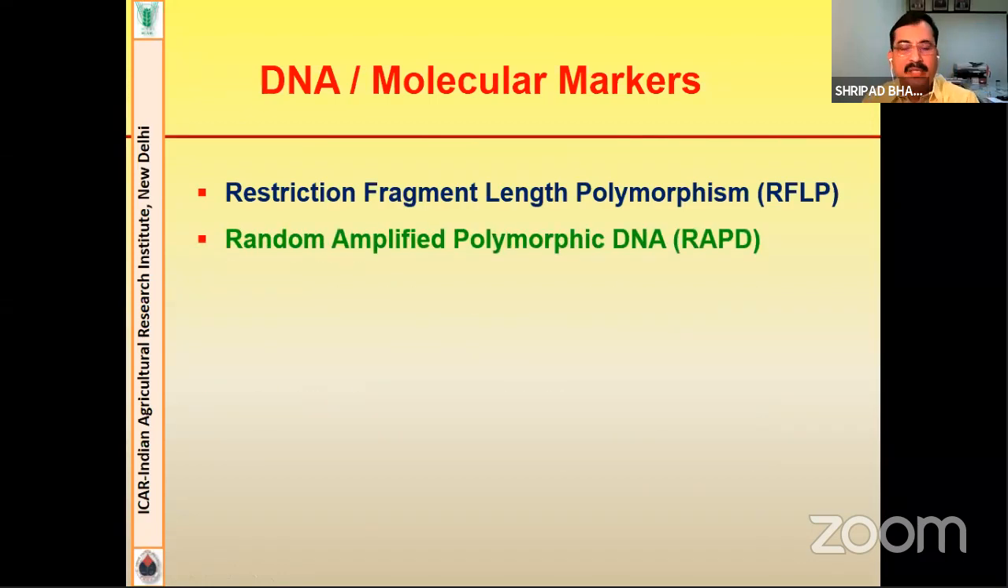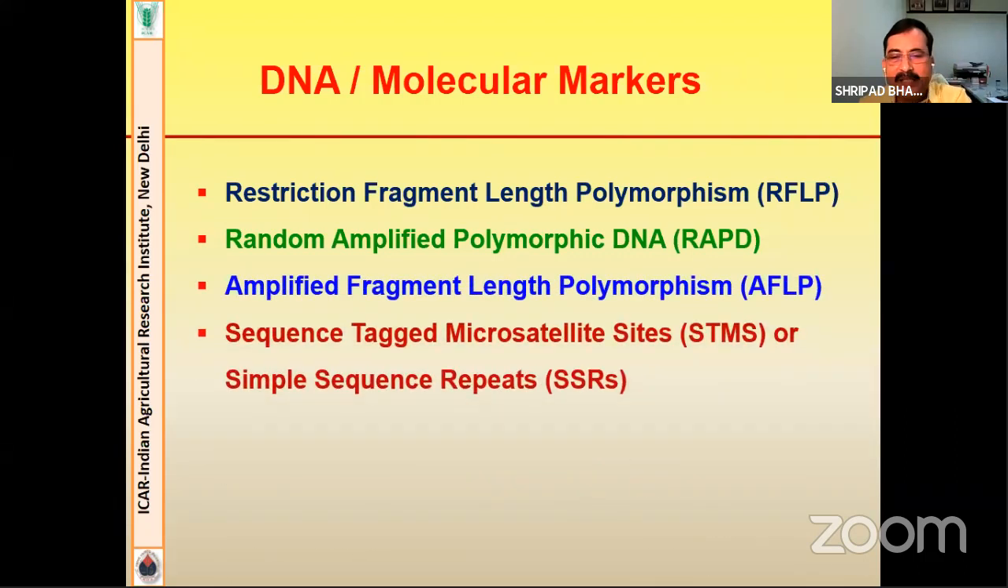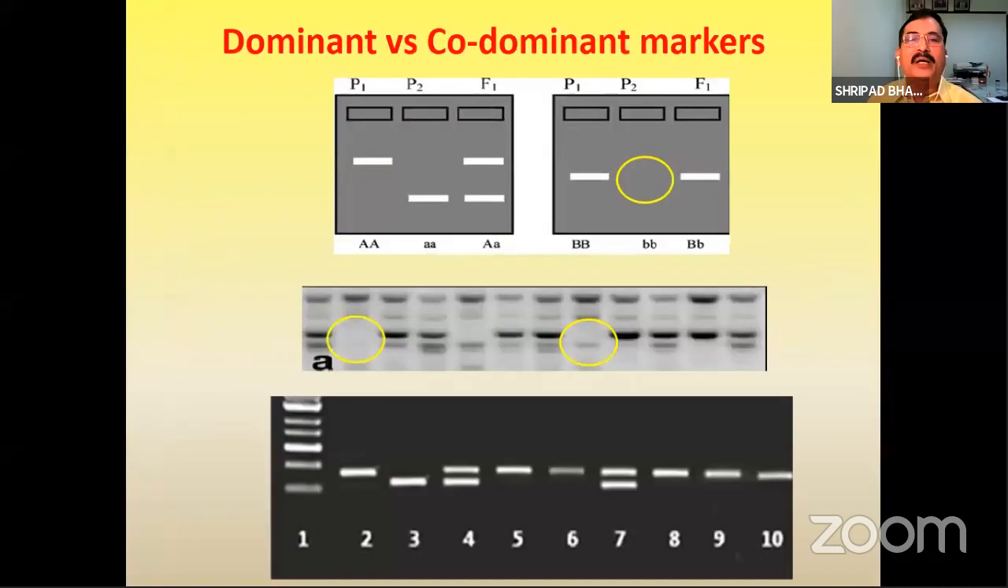This is second generation PCR-based RAPD, random amplified polymorphic DNA, AFLP, sequence tag microsatellites or simple sequence repeats, and finally single nucleotide polymorphism, we call SNPs. We will not discuss every marker in detail. I'm just giving you a mention, and there are so many other names in between. But we are using the most common ones.